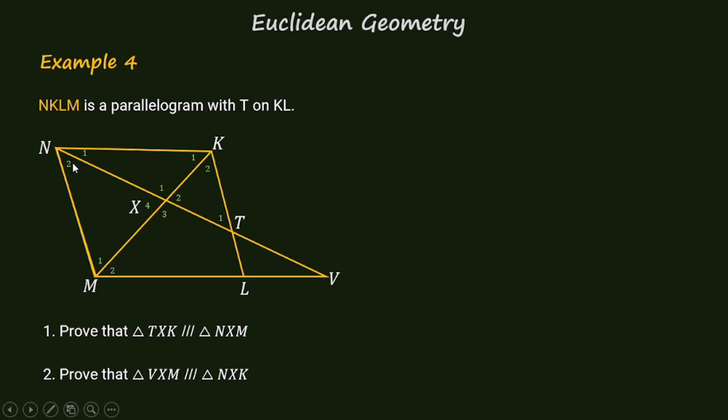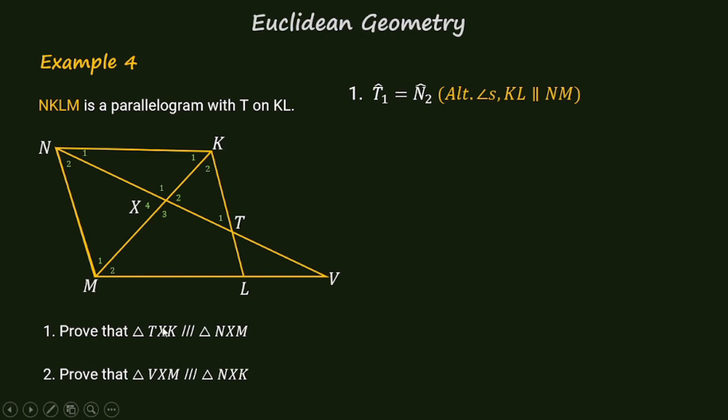These are alternating angles. This line is parallel to this line. Therefore, N2 will be equal to T1. These are alternate angles because KL is parallel to NM. Why is KL parallel to NM? We are told that this is a parallelogram, and we know that a parallelogram is a four-sided figure with the opposite sides parallel to each other.